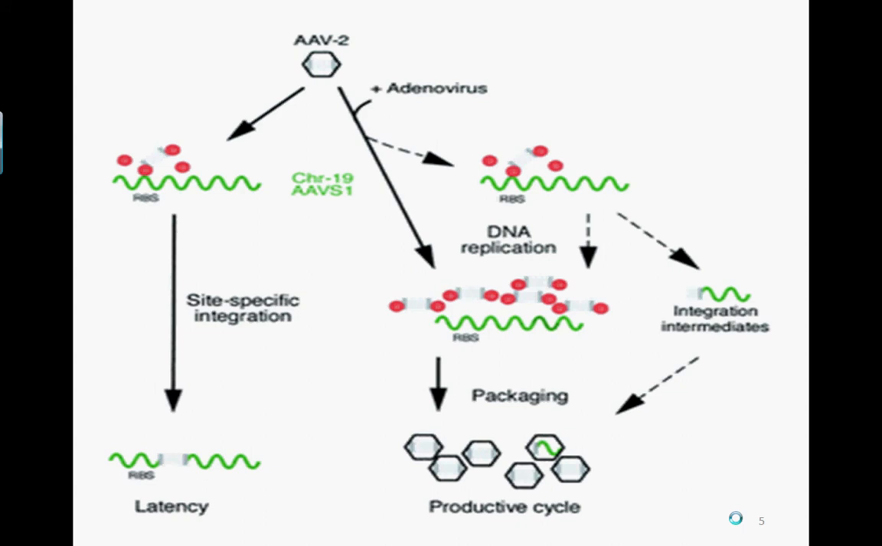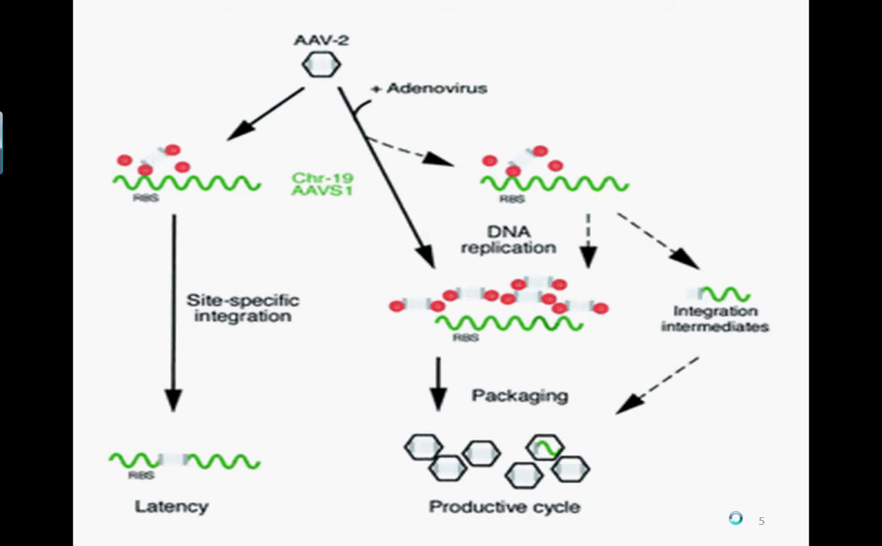Once AAV/AAV2 reaches the cell nucleus, it can go to one of two pathways. In the absence of a helper virus, AAV/AAV2 integrates as mentioned above on a specific site on human chromosome 19 via the latency pathway. In the presence of a helper virus such as adenovirus, AAV follows the productive pathway by replicating and forming very small AAV virion particles.